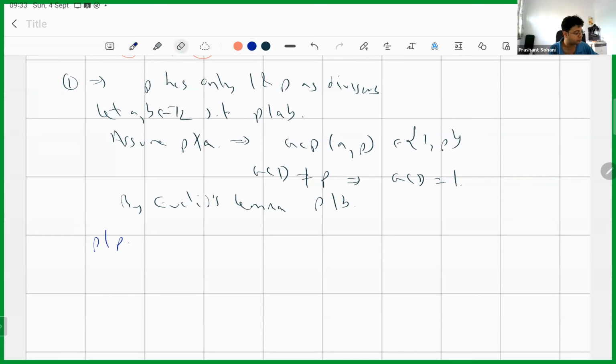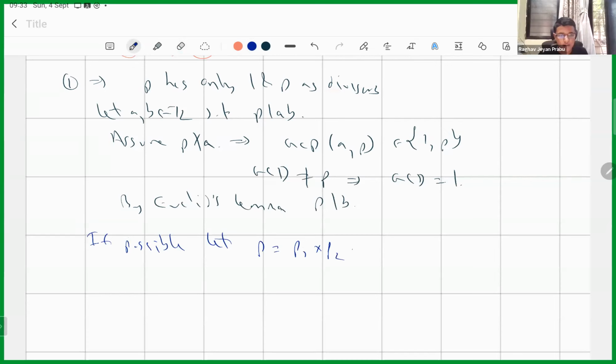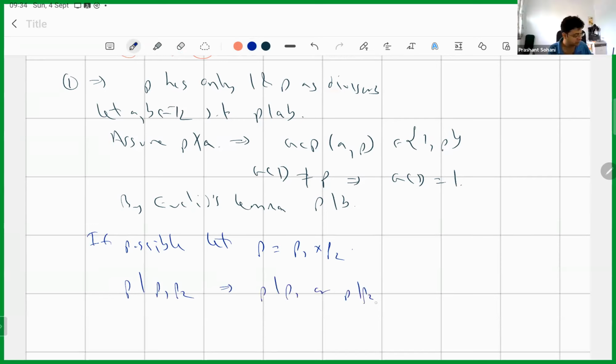Right. So we are going by proof by contradiction. If possible, let P be factored as just P1 times P2. Okay. Yes. And we saw P divides P1, P2. Yes, correct. But by 2, we have P divides P1 or P divides P2. Correct. Now say P divides P1.